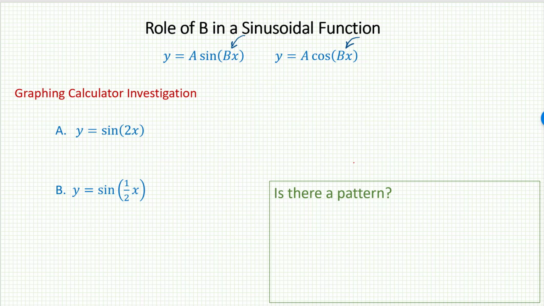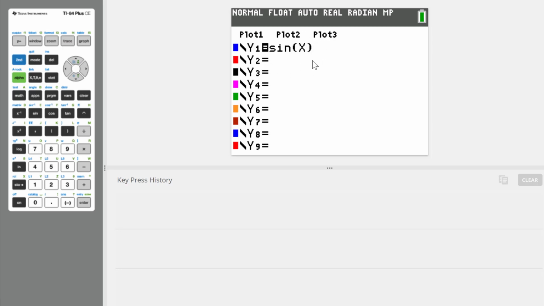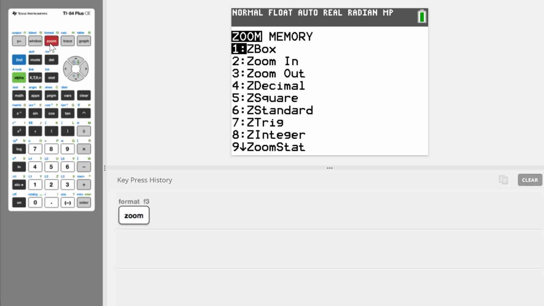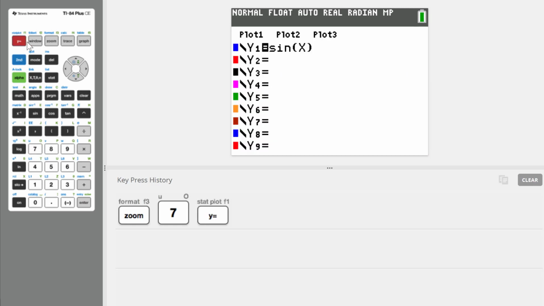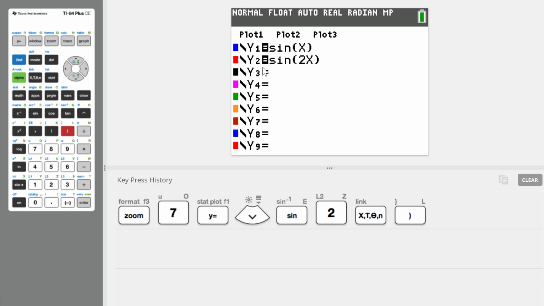Well, once again, let's turn to the graphing calculator and investigate. I'll start again with the regular sine function using that Z-trig option. And here's our familiar graph, period of 2 pi, amplitude of 1. Now let's go back to the y equals area and add in sine of 2x. Y equals sine 2x. We're wondering what impact that 2 will have on the graph. I'll add it to my picture.